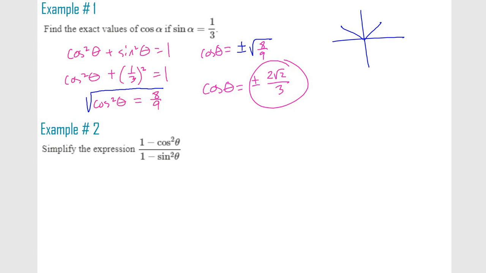All right, so let's keep rolling. Let's do number 2. So let's see.